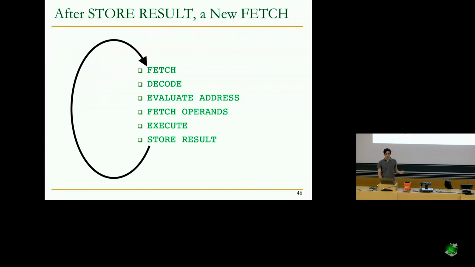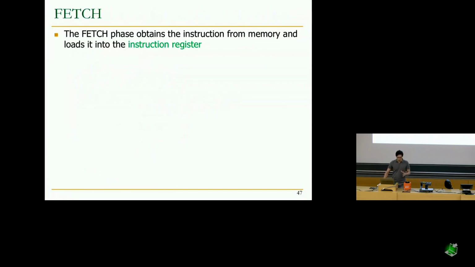This is what is called the instruction cycle, because we have this cycle. When we finish the store result phase for one instruction, we have to restart and go again to the fetch phase for the next instruction. So let's start talking a little bit more about each of them. Fetch is the phase in which we are going to access memory to read one instruction and store the instruction in the instruction register. This is common for every type of instruction. There is no difference between the data movement, operate, or control instructions.